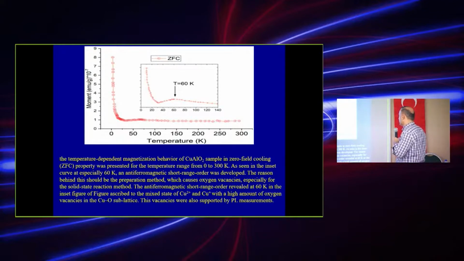The temperature-dependent magnetization of the copper aluminum oxide sample in zero-field cooling was presented in the figure you see, in the range of 0 to 300 Kelvin. As seen in the inset figure right here, especially at 600 Kelvin, we have an antiferromagnetic short-range order, which was the same as in the literature.